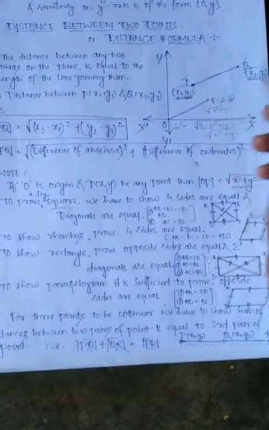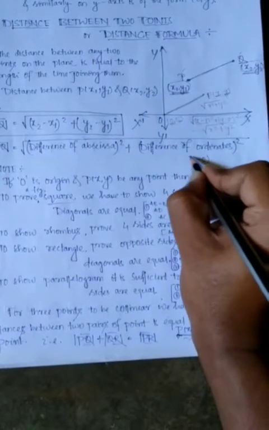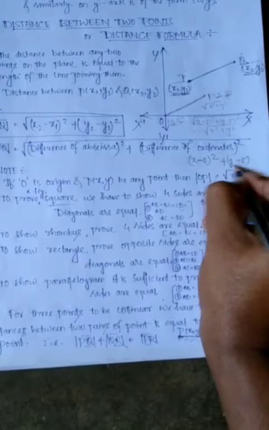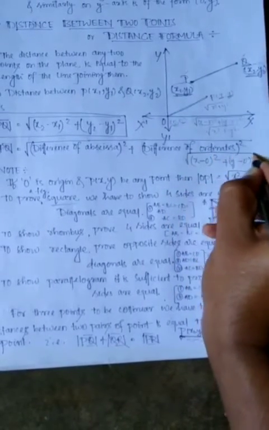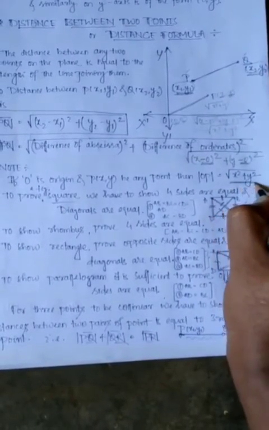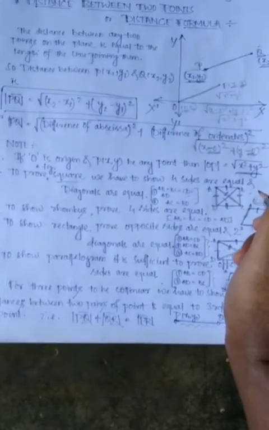x comma y. So we can write the square root of x minus 0 whole square plus y minus 0 whole square. So this is x square and this is y square. So I have written the square root of x square plus y square.